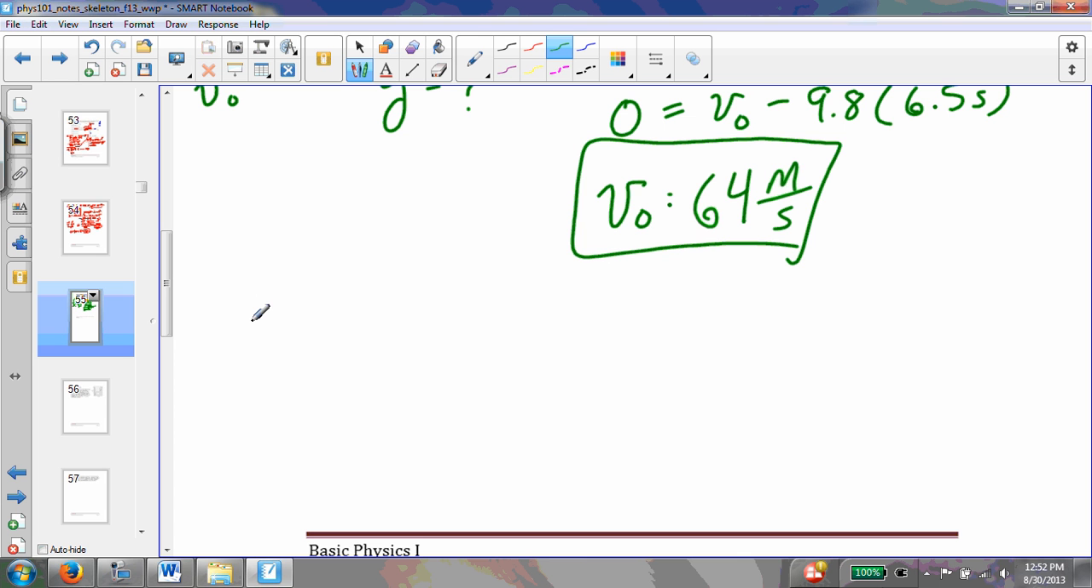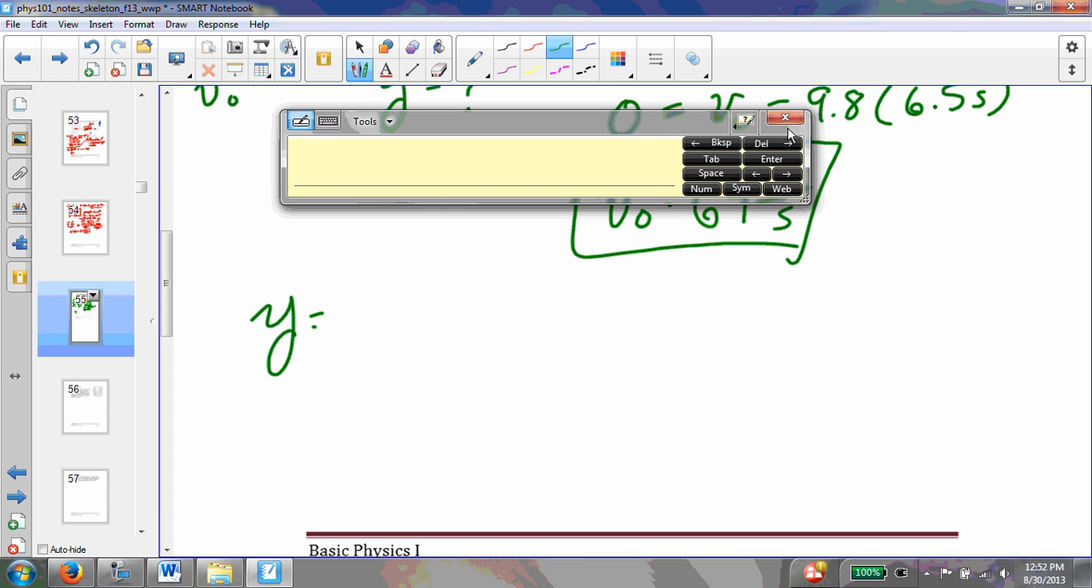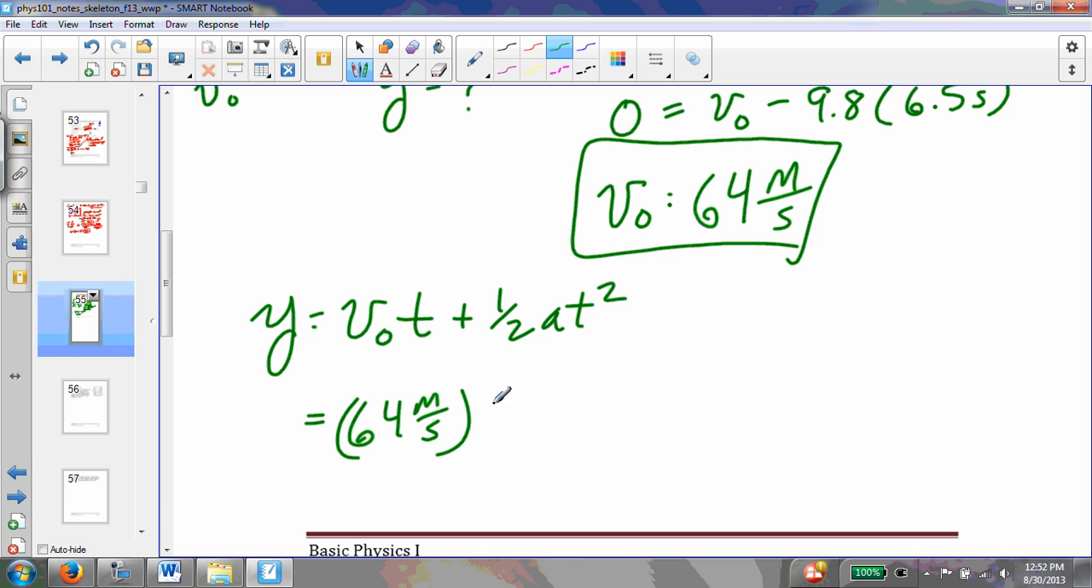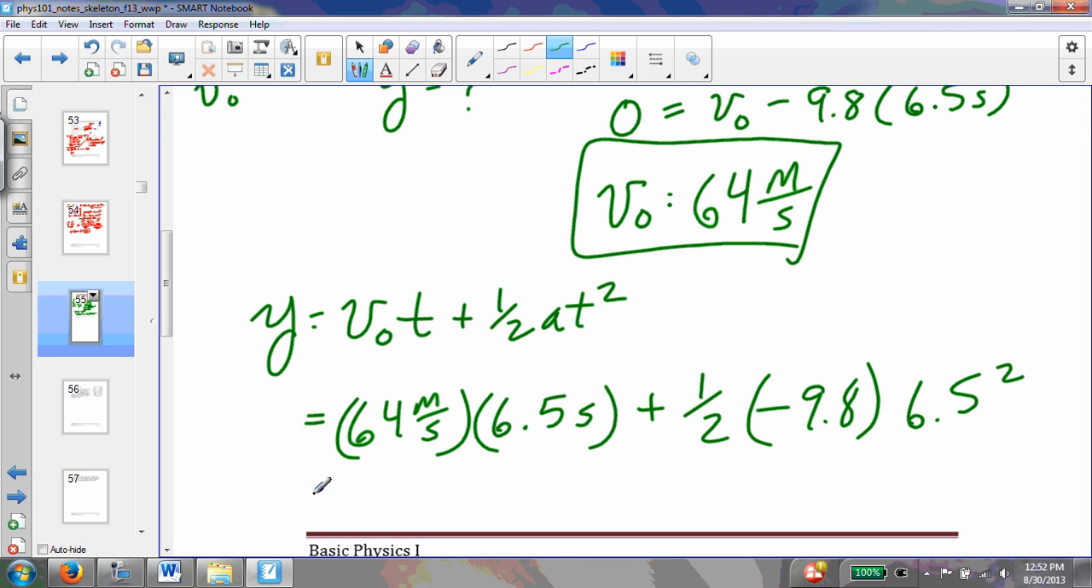All right, so let's go ahead and find out what is the y displacement. We just say y is equal to v0 t plus 1/2 a t squared. That's going to be, now we know, 64 meters per second times the time, which we want to know the maximum height, so we're going to use 6.5 seconds because that's the time that has elapsed when it's at the top. It's 1/2 of minus 9.8 times 6.5 squared. Try putting that into your calculator, I get 210 meters, which seems reasonable. It appears to be pretty high in the video clip.